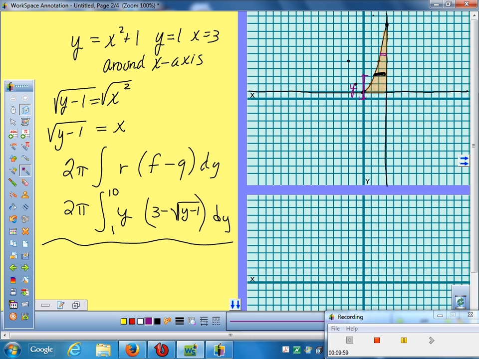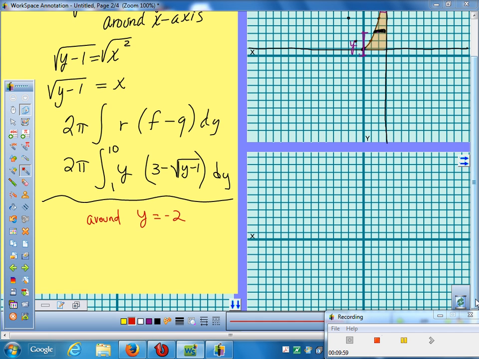Okay, what I was about to do is say, what if I took this one around the line y equals -2? What one thing would you change? Because if I was going around -2, I'd be going around a line down here. I would still have my rectangle parallel. Everything would be the same. I just moved the x-axis. So, am I going to change the function minus function? Nope. I'm only going to change the radius.